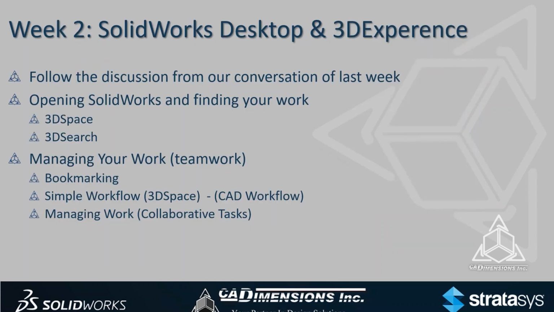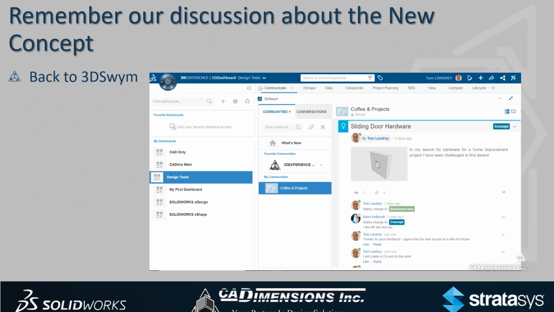There you go. Okay, so what are we going to do this week? We're going to follow our conversation of last week. Kevin and I had a discussion in Swim about a little project. We'll get back to that, and I'm really going to give you the idea using SolidWorks, how we open it, about search and space and that type of thing. Do a real simple change, and then we're going to give you an idea how it flows through. You ready? I'm ready. Beautiful.